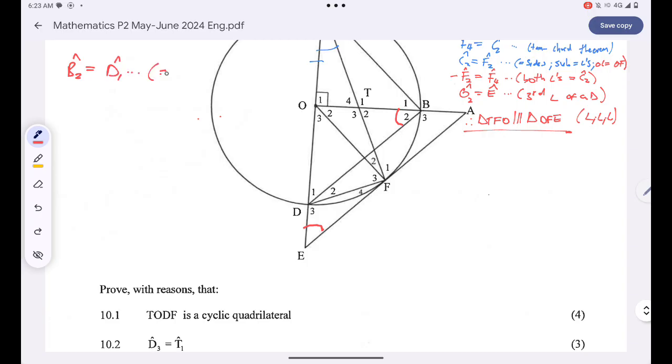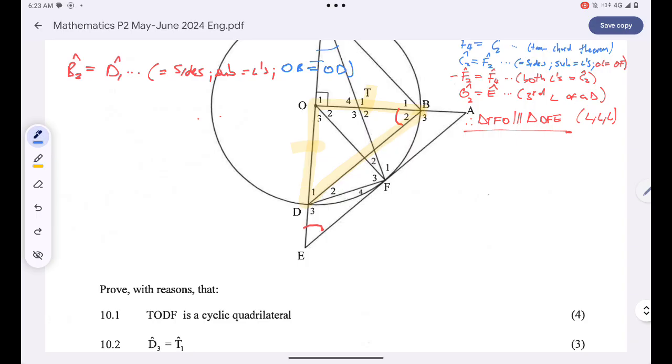Why? Because equal sides will always subtend equal angles, and those equal sides are OB, which is a radius, being equal to OD, which is another radius. I'm focusing on this triangle over there. I have an isosceles triangle. Why? Because OB and OD are equal. They are both the radius of my circle. Are we together? Such that B2 and D1 are equal.